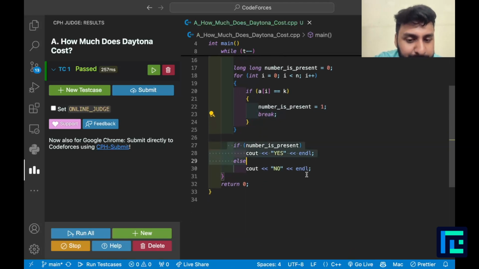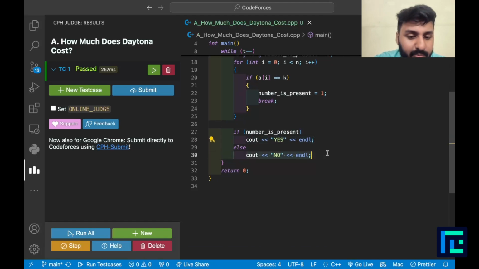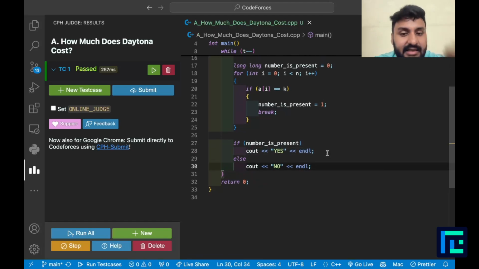And now a simple check. If that number is present, good to go. Just take that single element as a subsegment, and I'll have my answer as yes. So I'll print a yes, else I print a no, because that means if k was not even present in the array itself, how will I extract a subarray, or how will I extract a subsegment? Not possible. Okay, so a very, very simple question.